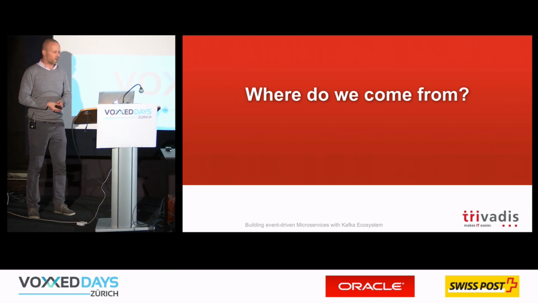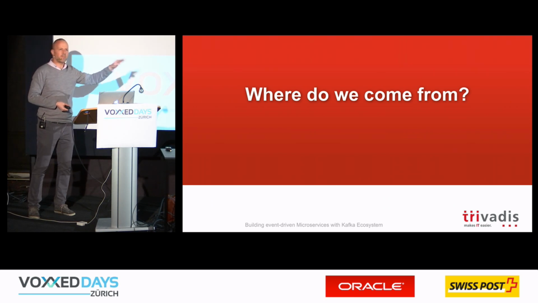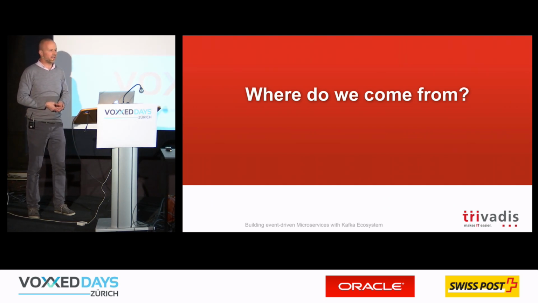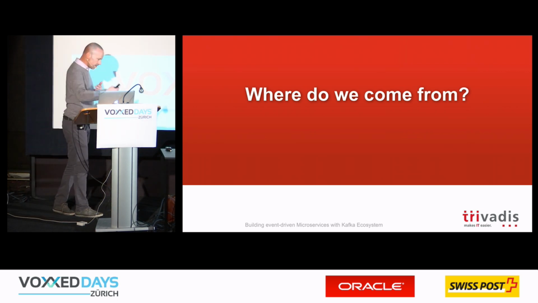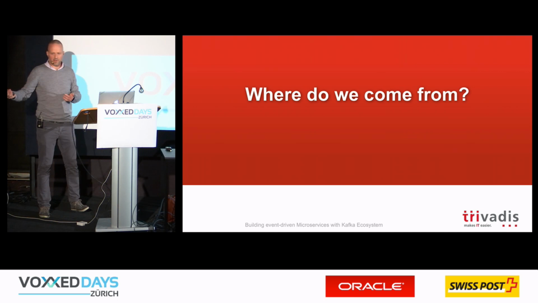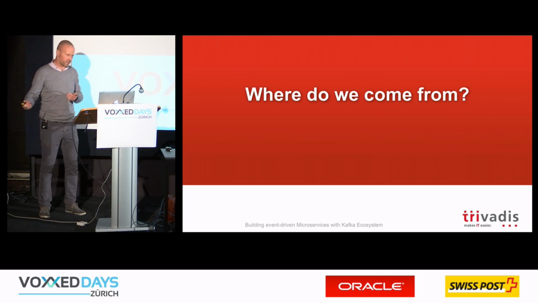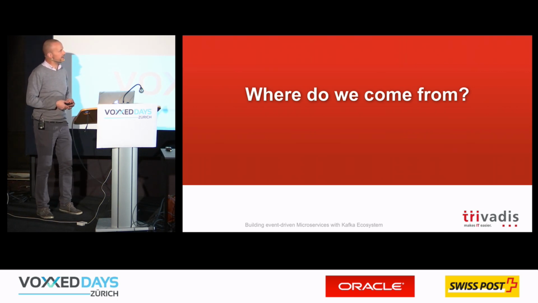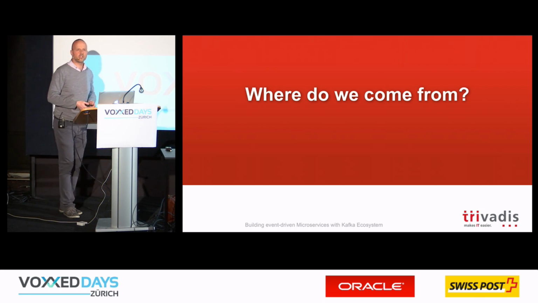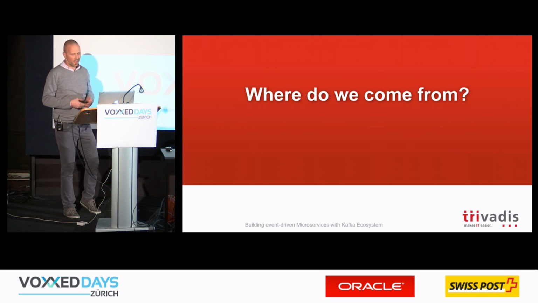So I will start with a short kind of history. Where do we come from? That's quite far back, almost 20 years. And then I will go to the microservice world. I will tell you why maybe microservices with events is better than just doing it synchronously, and then we will come to the chapter of Kafka.